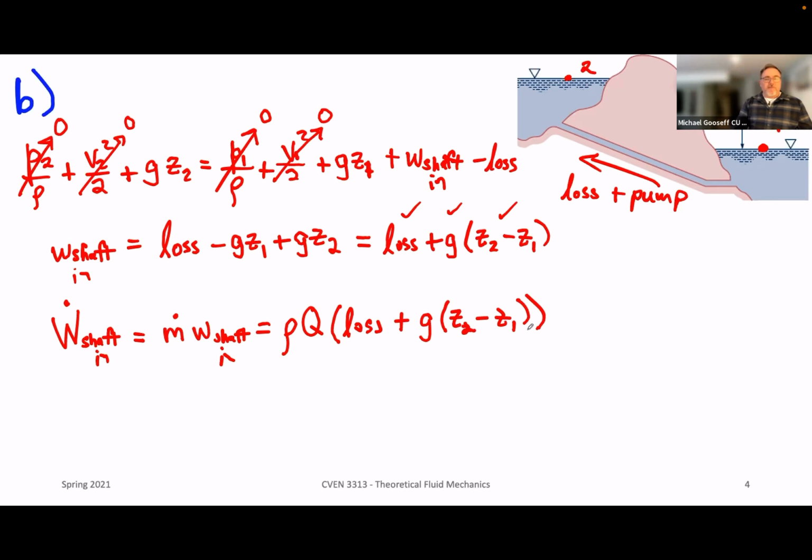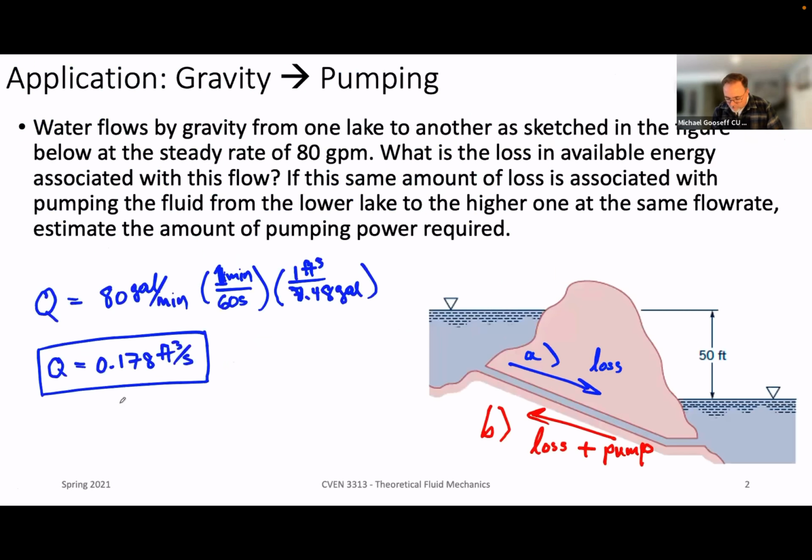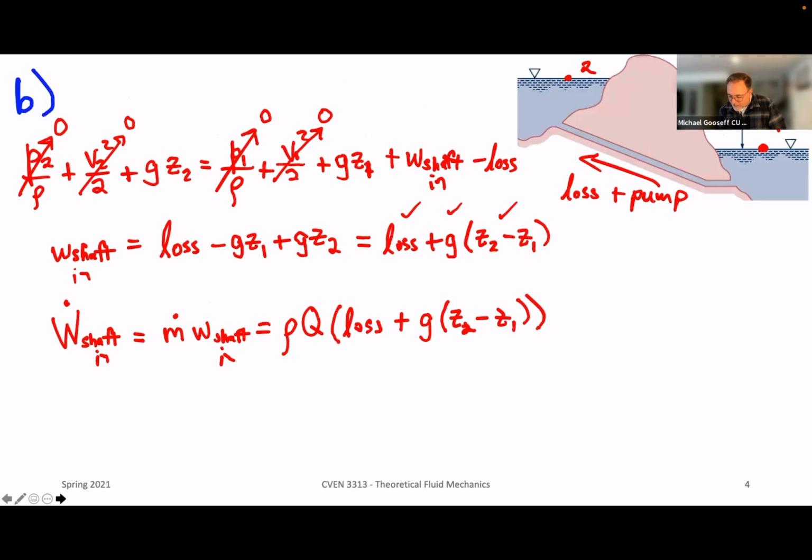Okay, and now we can plug in. We know what these numbers are. Right, we're given that Q is equal to, well, we had figured it out on the previous slide, right? This was, back here, 1.78 feet cubed per second. So let's go back here. So we've got Q. We know that rho is 1.94. We've calculated the loss. We have G, and we know Z2 minus Z1. Let me think. Nope, I think that should work out.